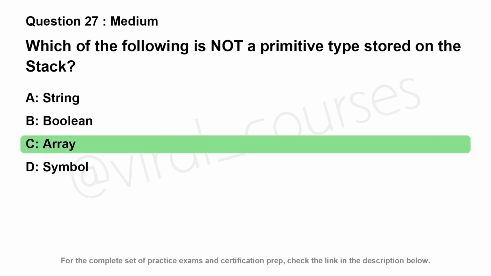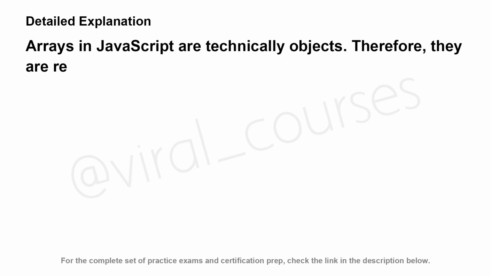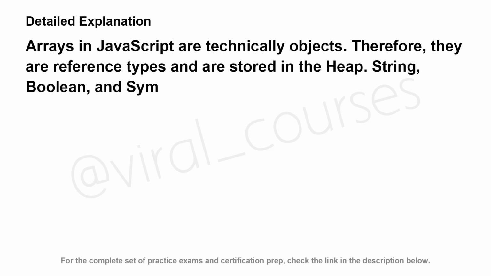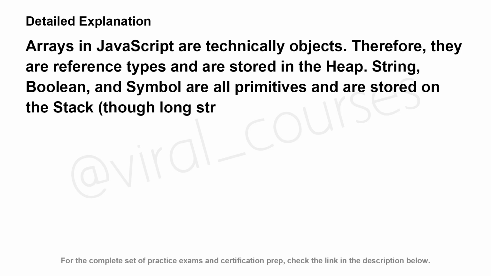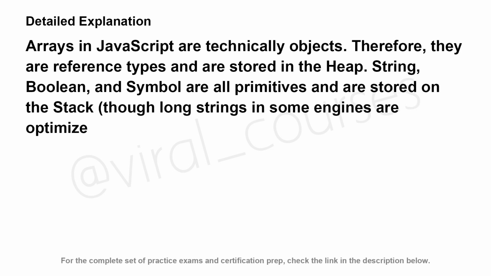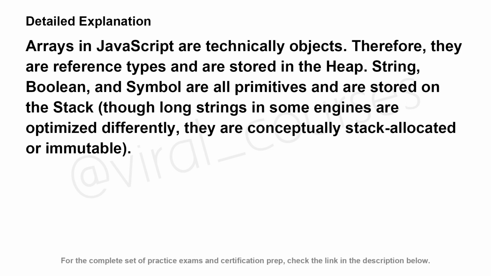The correct answer is C. Arrays in JavaScript are technically objects. Therefore, they are reference types and are stored in the heap. String, Boolean, and symbol are all primitives and are stored on the stack. Though long strings in some engines are optimized differently, they are conceptually stack allocated or immutable.